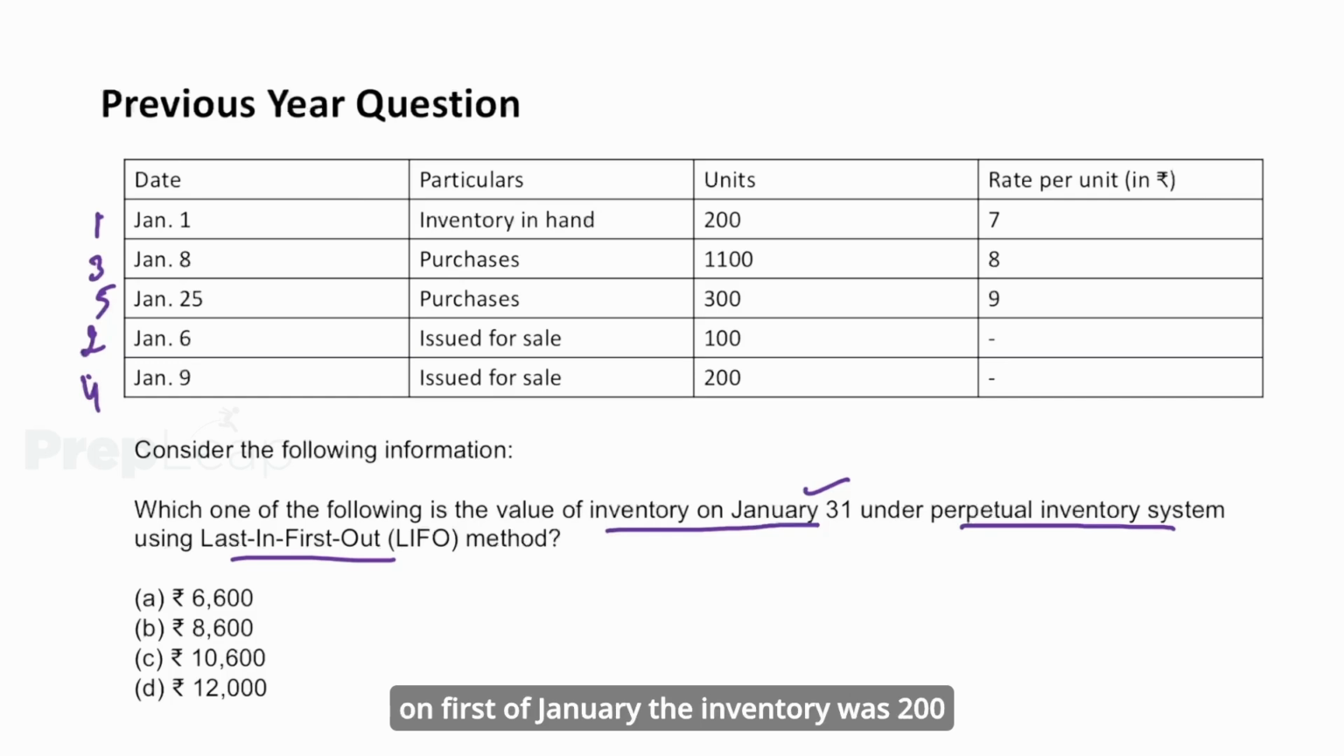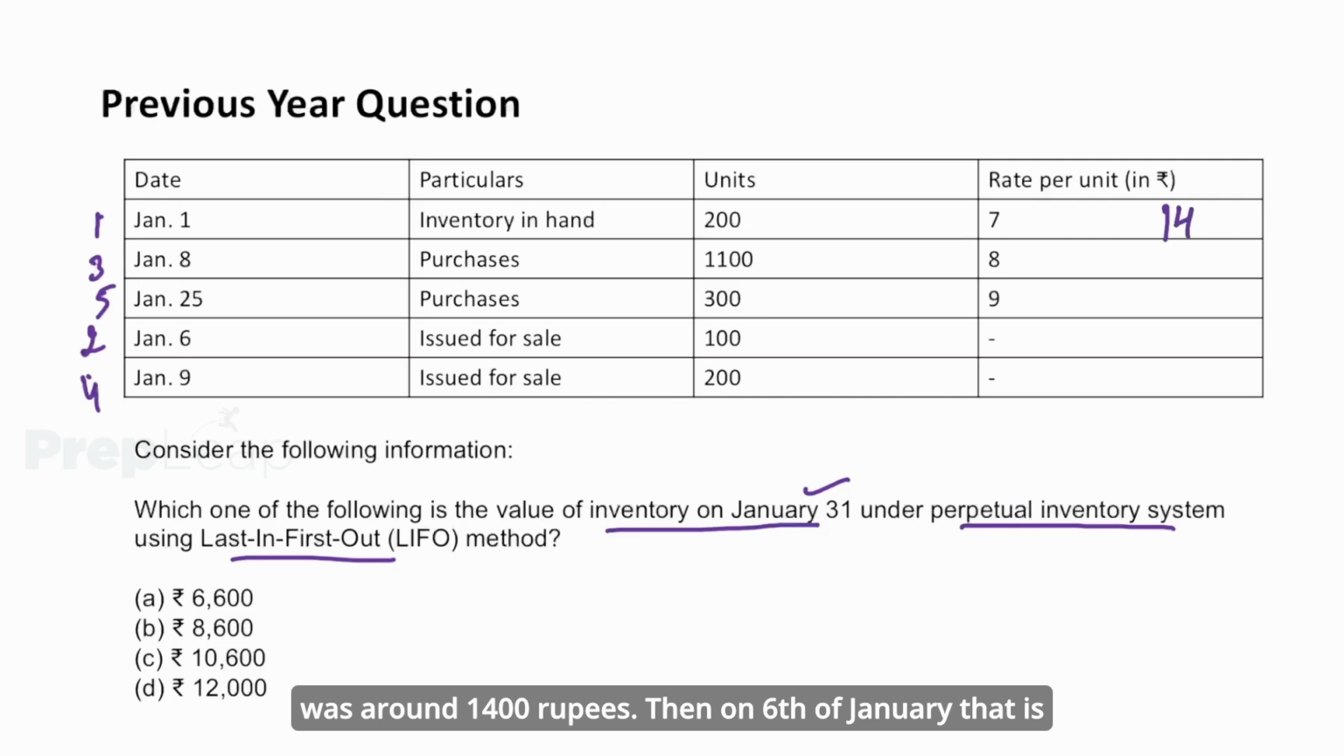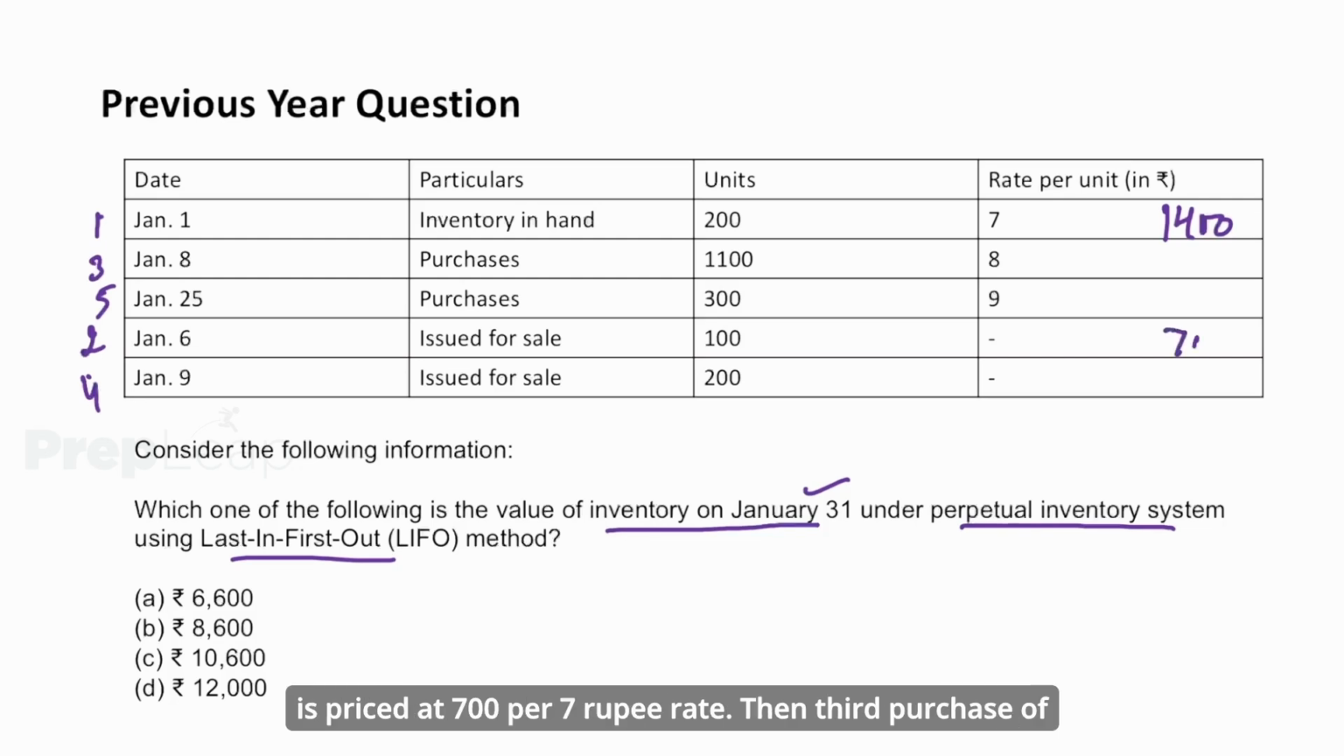On 1st of January, the inventory was 200 at 7 rupees a piece, so the total value was around 1400 rupees. Then on 6th of January, that is number 2, there is a sale of 100. Those 200 pieces were there, 100 has been sold, so what is left is 100, priced at 700, that is 7 rupees each.